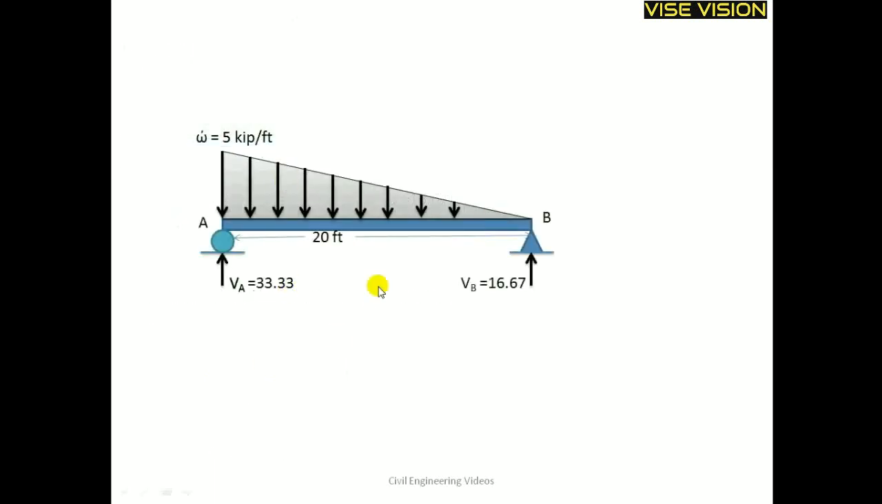So these were the simple reactions for the UVL. In this case, there is a roller and pin, so no moments are acting over here and no horizontal reaction is acting. Only the vertical reactions are acting in this UVL case.